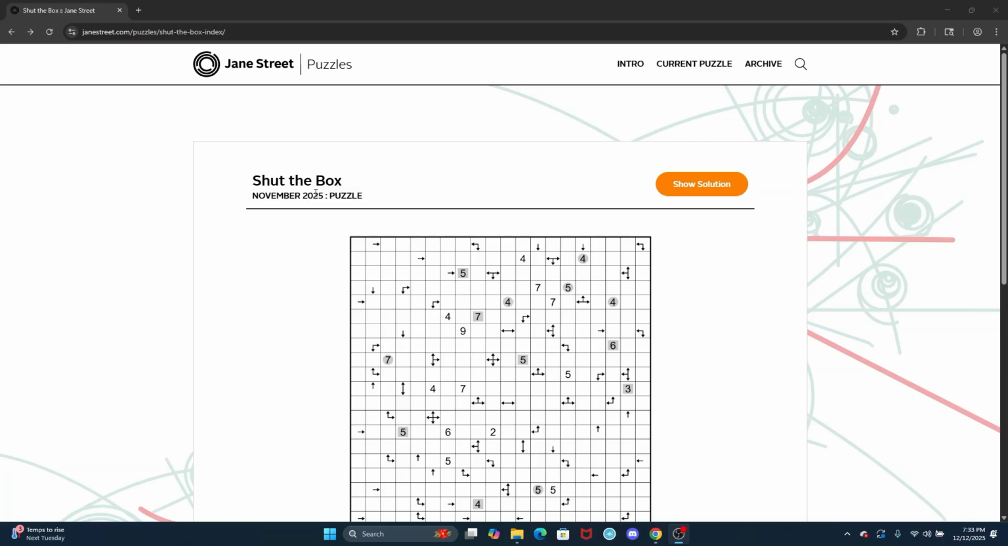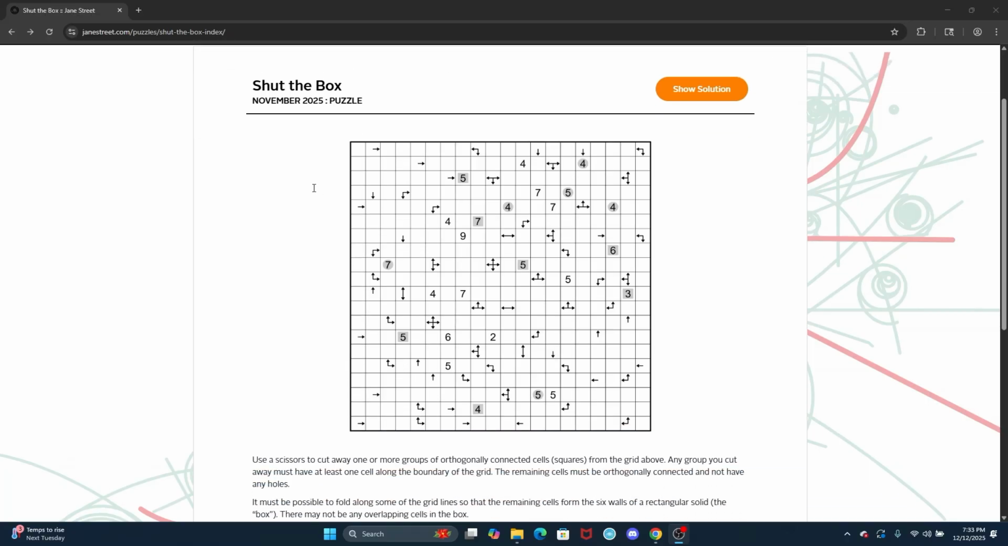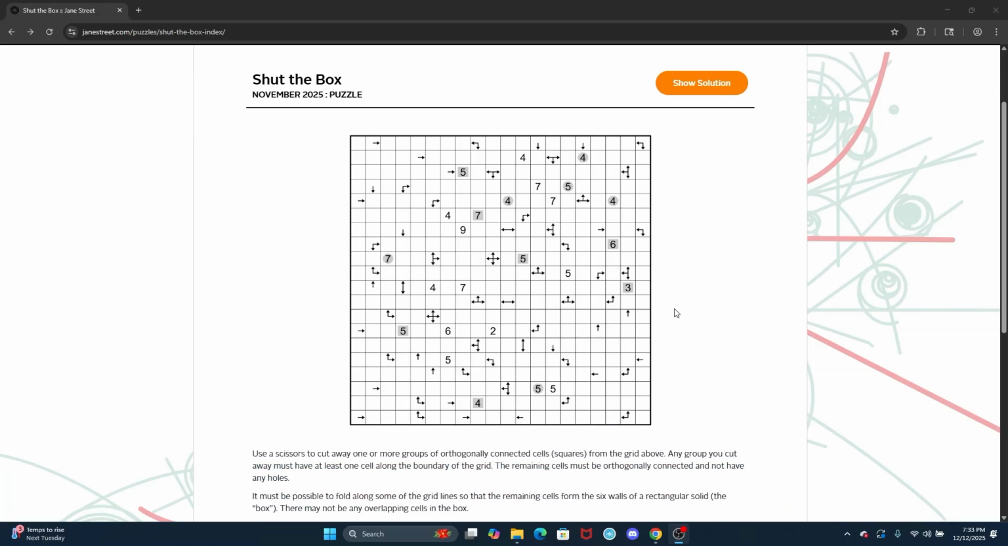And for this first video, I decided to showcase how I solved the November 2025 Jane Street puzzle. Essentially, we're given this grid, and we want to create a subgrid that is the net of a rectangular prism. And we're given a bunch of constraints as to how we can create this net.